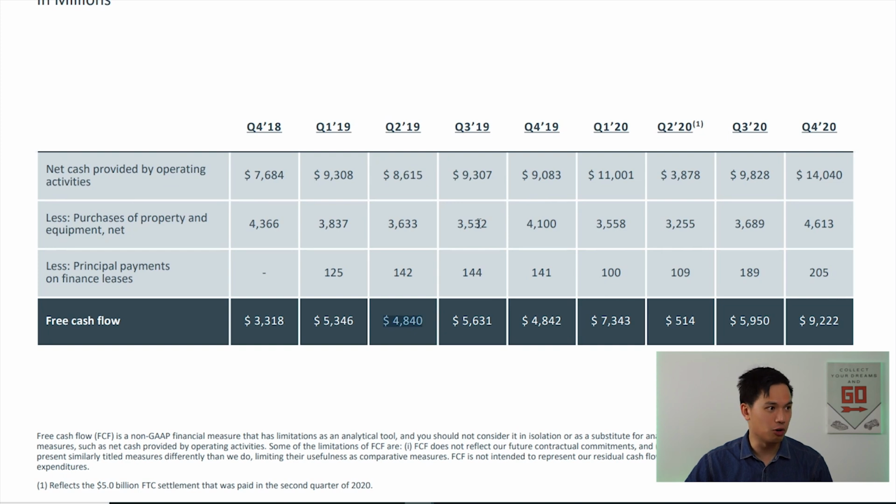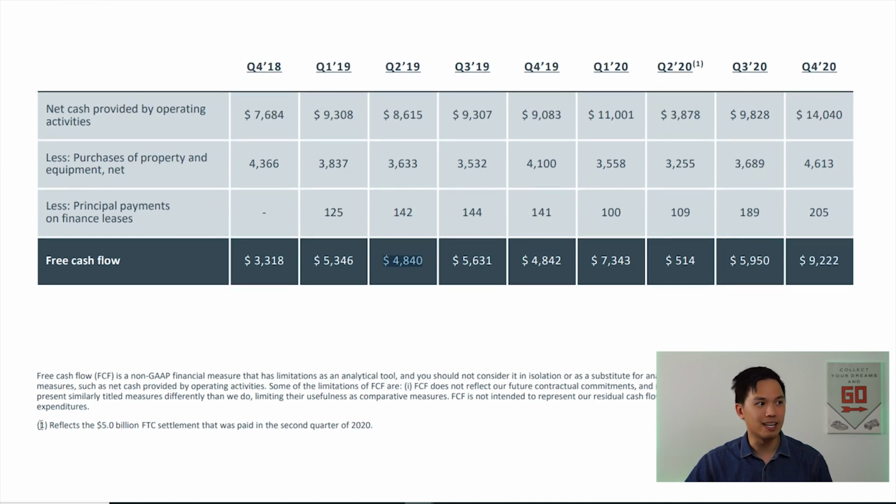And if you look at note 1, basically note 1 says that this reflects the $5 billion FTC settlement that was paid in the second quarter of 2020. So if you don't know, Facebook was fined $5 billion in 2019, and they only paid that fine in 2020, which is why we see the free cash flow number for Q2 of 2020 being dramatically lower than the other quarters.